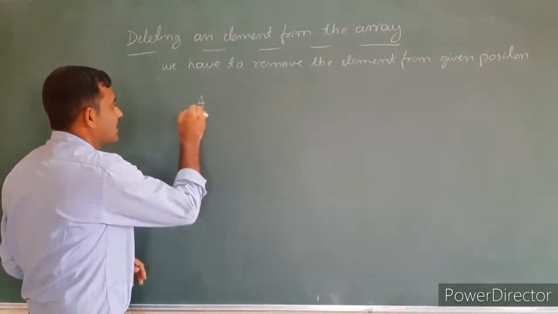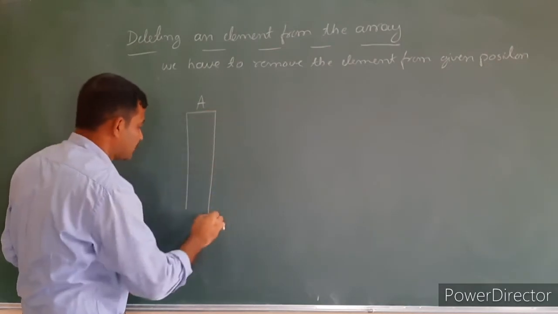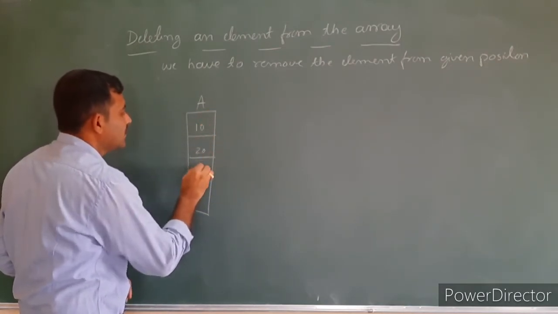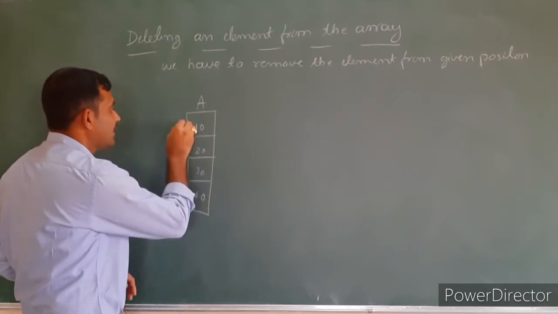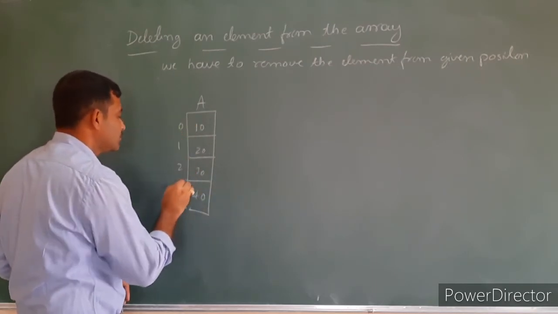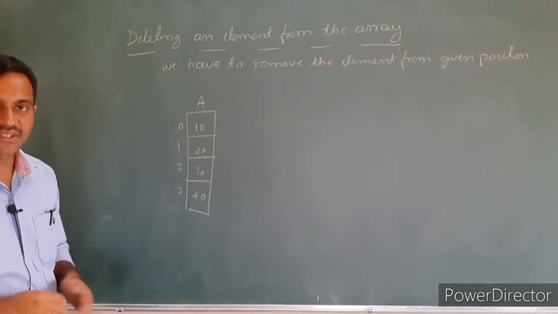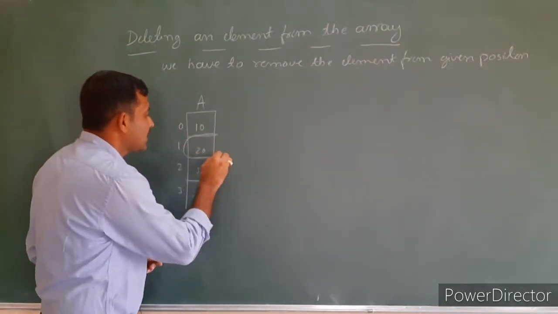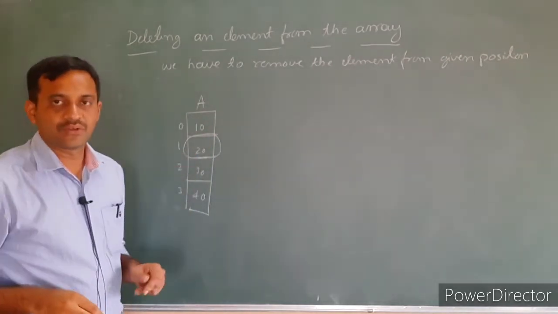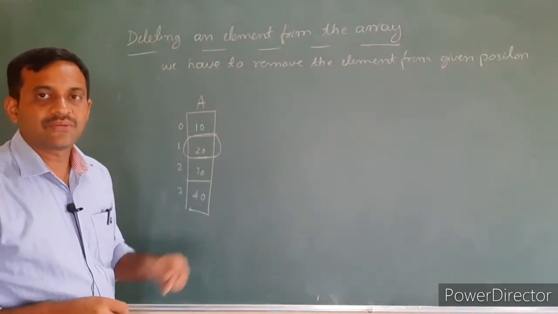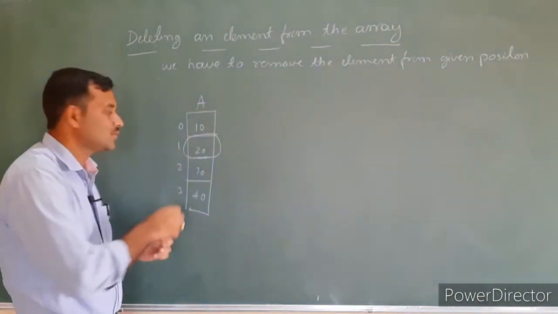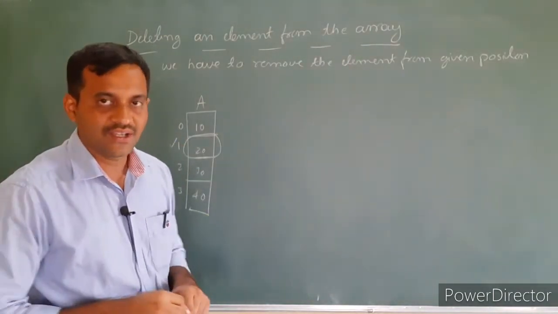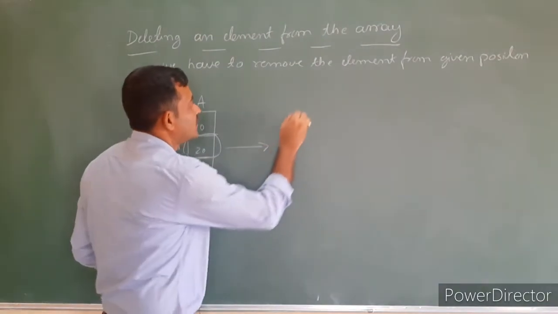Let A be an array that has n number of elements. So 10, 20, 30, 40. Index values are 0, 1, 2, 3. These are the elements. Then see here, we have to remove the element 20 from the array. So for that we have to choose the index value. We have to remove the second element from the array. How to remove? See here.